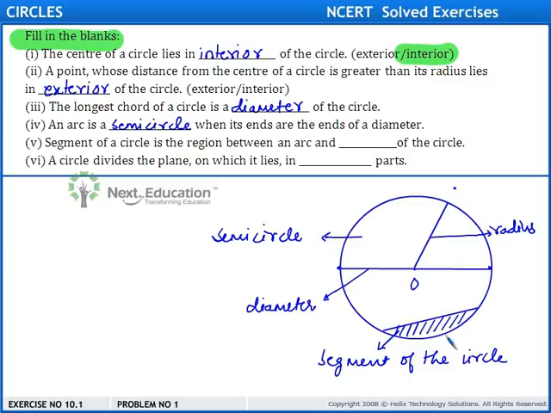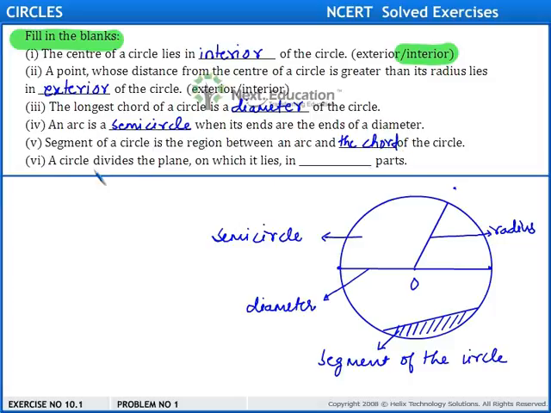Fifth is: segment of a circle is the region between an arc and blank. So this is the segment of a circle. So this is an arc and this is a chord. So we have segment of a circle is the region between the arc and the chord of the circle.